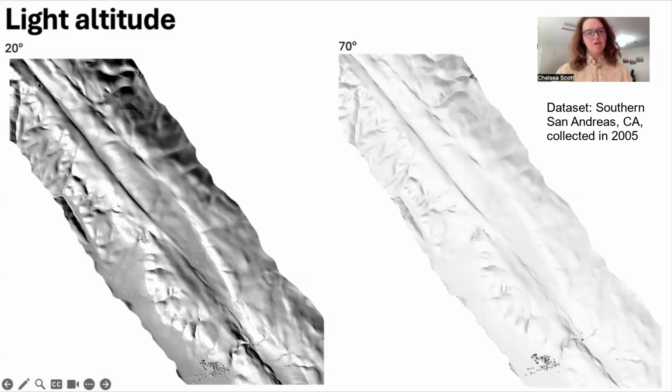And in particular, the majority of the fault is quite nicely highlighted here in the 20-degree hillshade. But in the 70-degree hillshade, we do get better definition of the fault in certain areas. And again, this highlights the need to make topographic hillshades from different light azimuths as well as light altitudes.